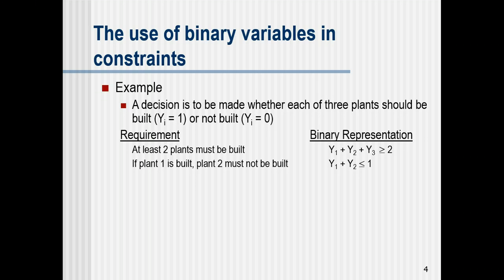If plant 1 is built, plant 2 must not be built. I don't think I did one of these, but what this is saying is, I can't build both, right? So y1 plus y2 has to be less than or equal to 1. It's basically saying, kind of like we did here, but in this case we're only saying we have 2 projects. We have to do 1 or less. We can do neither, or we can do 1. That's it, we can't do both.